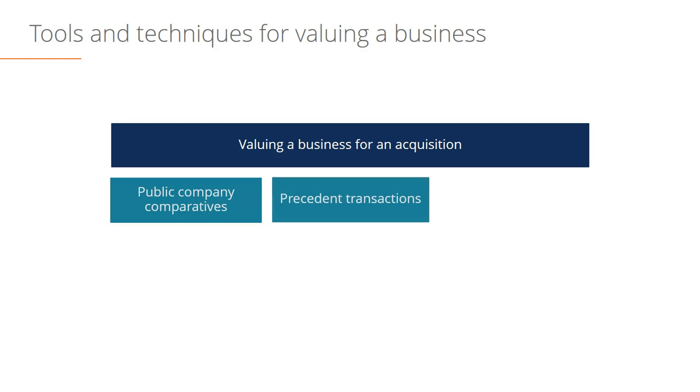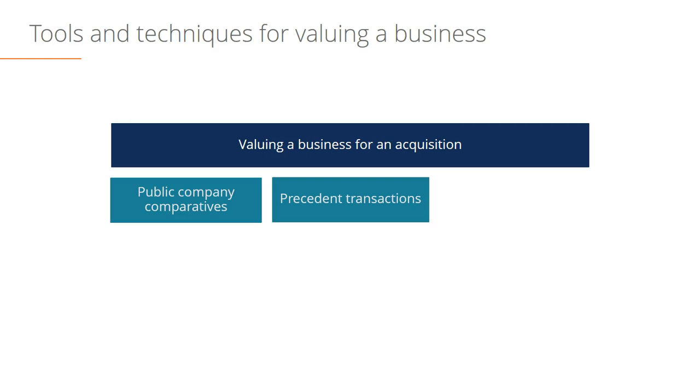The second approach is precedent transactions. This involves looking at past M&A transactions. We look at what other companies paid for businesses as an outright acquisition. Just as with public company comparables, we also want precedent transactions to be similar types of businesses and in similar industries to what we're trying to value. These two categories make up the relative valuation section of that business valuation.